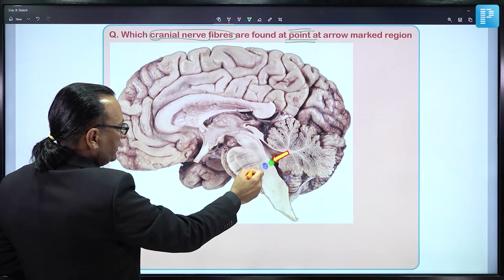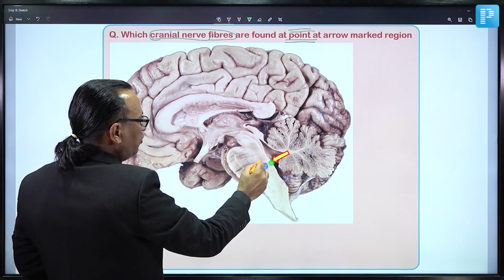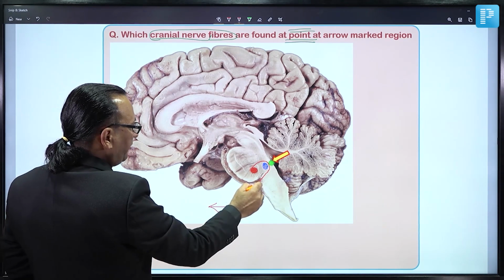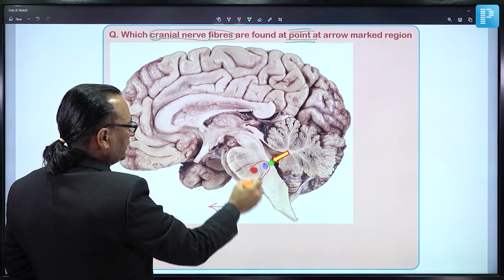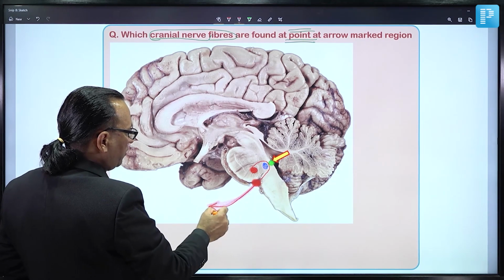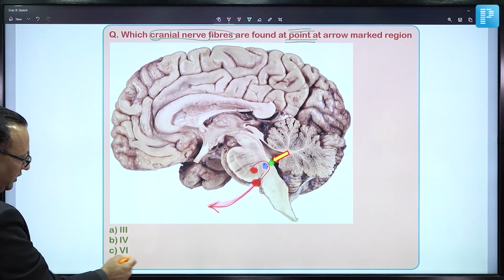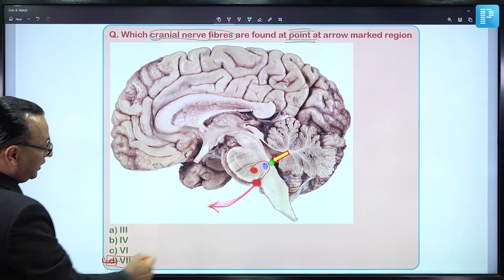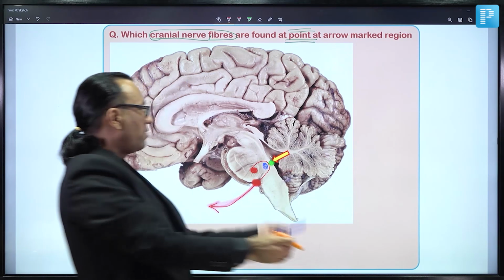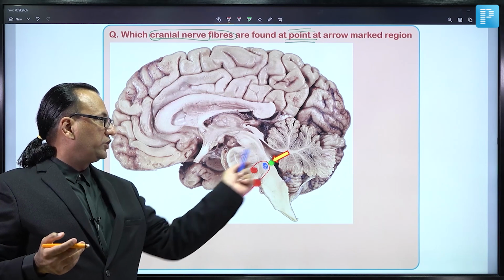The facial nerve nucleus is slightly more anterior and its fibers go posterior, loop around the abducent nucleus and exit anteriorly at the pontomedullary junction. This is the pons region, this is the medulla, this is the pontomedullary junction, this is the facial nerve coming out. And hence the answer should be choice number D, the facial nerve fibers. As the question was asking, which nerve fibers are found at the point of the arrow marked region, which is nothing but the facial colliculus, produced by the fibers of the facial nerve.